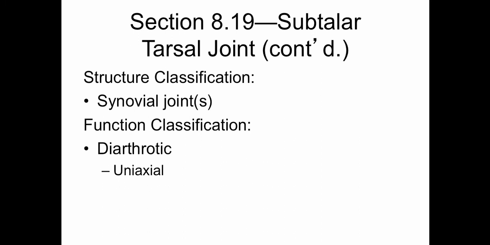The subtalar joint is classified structurally as a synovial joint. Its functional classification is diarthrotic uniaxial. Because it allows movement across all three cardinal planes, the subtalar joint is often called triplanar. However, its motion is in one oblique plane around one axis, so while it is triplanar, it is nonetheless uniaxial, like the talocrural joint described previously.